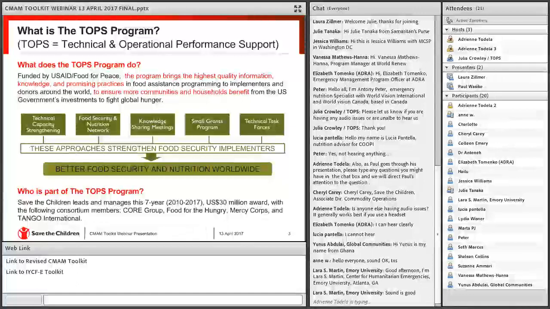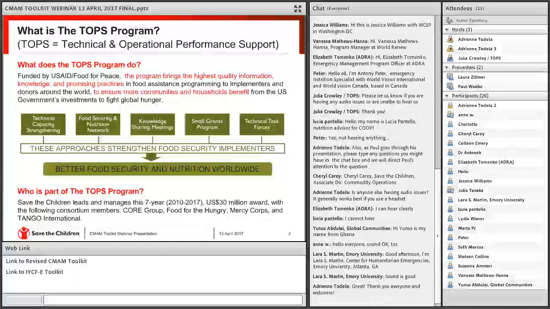We also do, the final thing is we do some types of technical capacity strengthening, which is we do trainings on certain topics in various countries around the world.